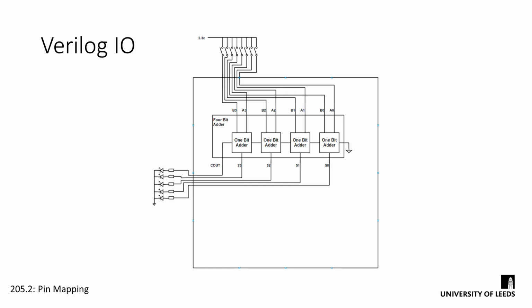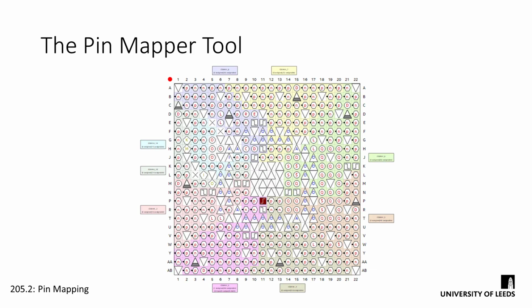On the DE10 Lite board that we're using, these pins are hardwired on the PCB to various peripherals, so we can easily connect our designs to switches, LEDs and buttons, or connect to external devices using GPIO. In order to connect our designs to the pins, we need to get to grips with a new Quartus tool, the pin planner. The pin planner allows us to manually assign the ports in our design to physical pins on the chip.